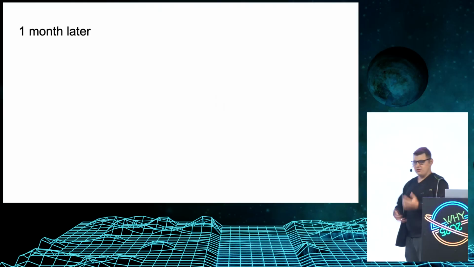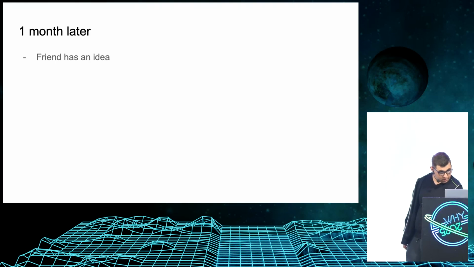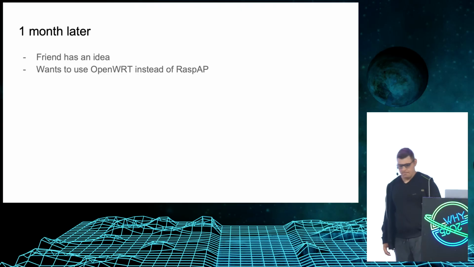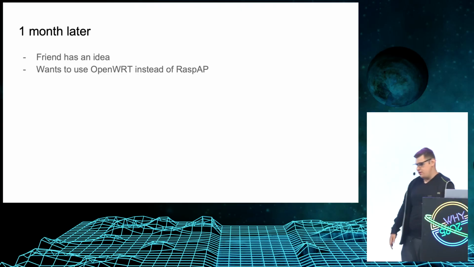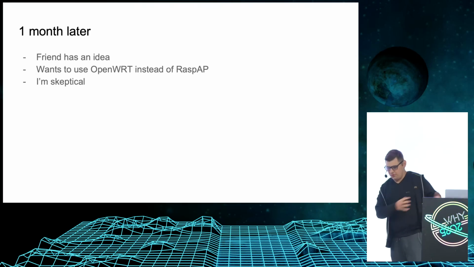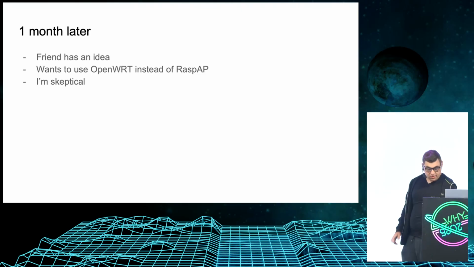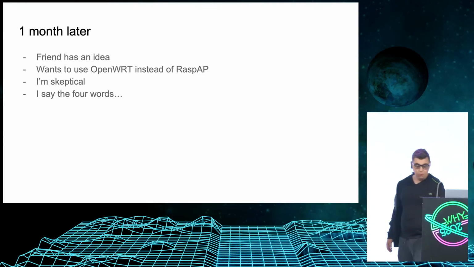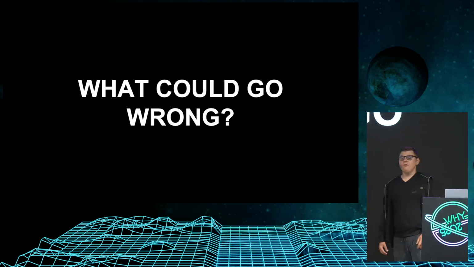So after about a month of it constantly crashing, we decided to do something about it. Well, my friend decided to do something about it. Instead of using Raspberry Pi, he wanted to use OpenWRT. Now, I did not have experience with OpenWRT at the time. So of course, I was skeptical. I said, can't we just use what we've been doing until now? But then I said 4 words that I now really, really regret saying. What could go wrong?